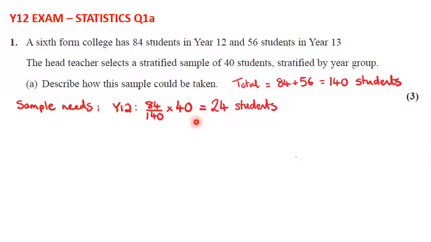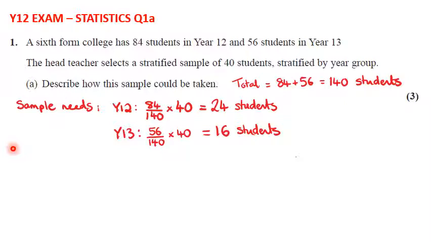For year 13, that's the proportion of students in the college who are year 13, 56 out of 140. We need that proportion of the sample that we want. So we definitely need to be finding those numbers. But we're also asked to describe how the sample could be taken. So first step in stratified sample is identify how many from each strata, from each layer.